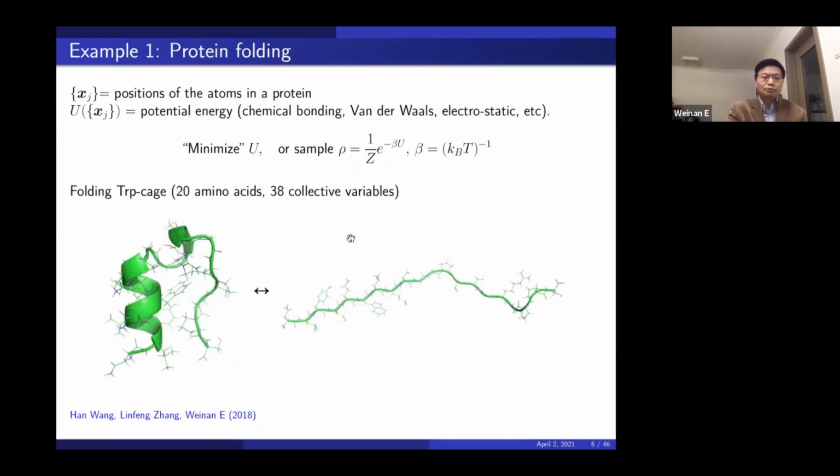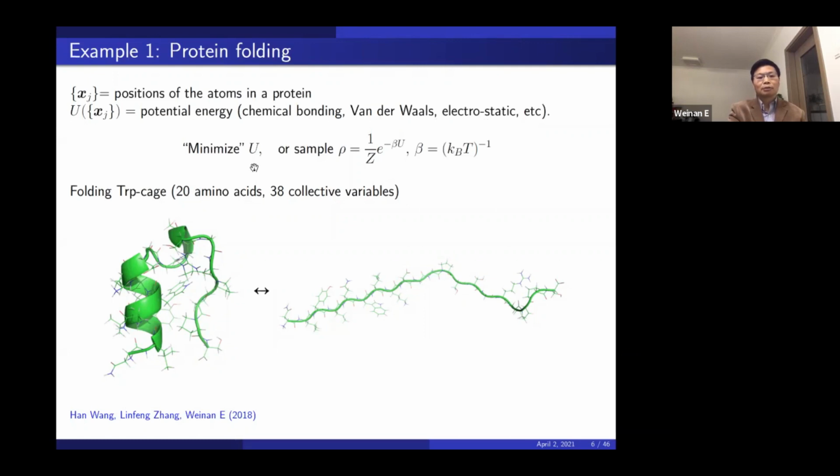Let me give you some examples. The first example is protein folding. So this is a very small protein, trp-cage. It's got 20 amino acids. So I want to solve this protein folding problem using multigrid. Well, first of all, what is a protein folding problem? We have an energy function which depends on the positions of all the atoms in this protein. So that's a very high dimensional function, which is supposed to be given, that describes the interaction between the atoms: chemical bonding, van der Waals interaction, electrostatic interaction. So we're supposed to minimize this function.